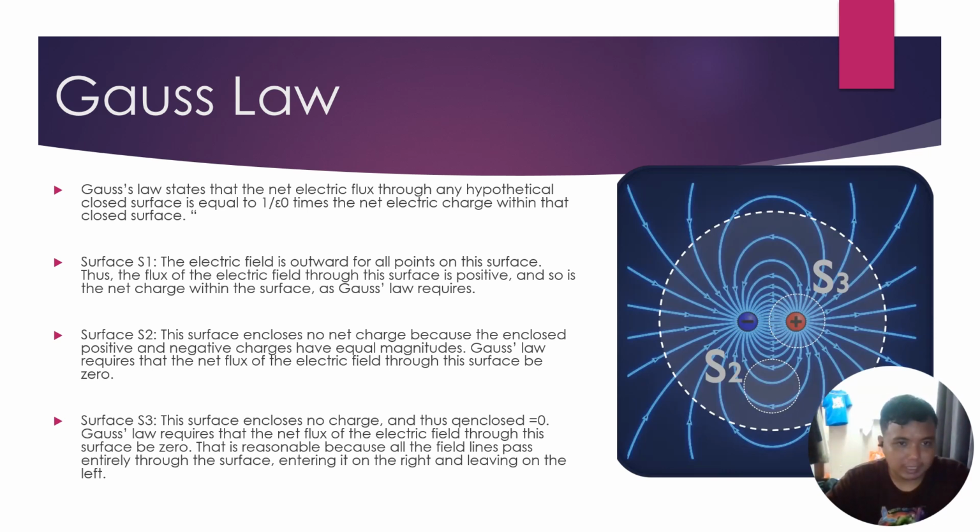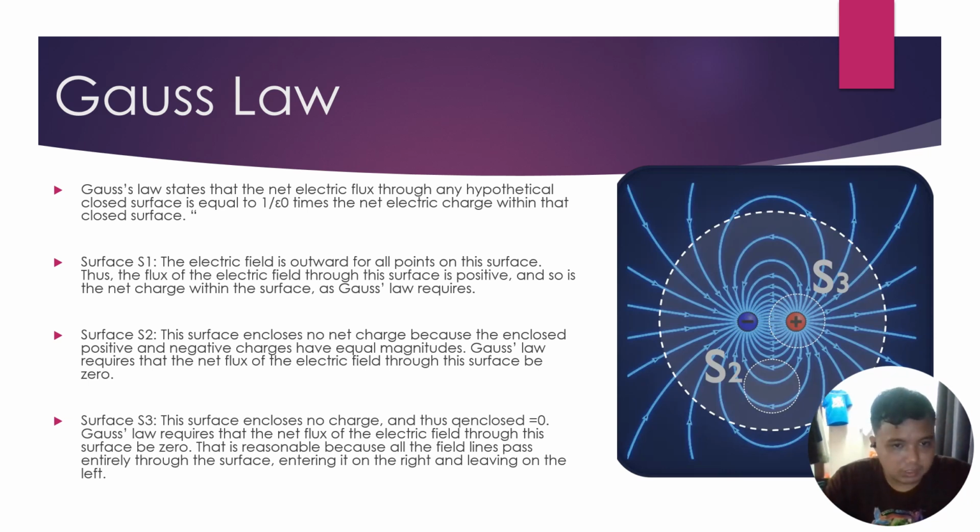With surface 1, the electric field is upward for all points on the surface. Thus, the flux of the electric field through the surface is positive, and so is the net charge within the surface, as Gauss's law requires. Surface 2 encloses no net charge because the enclosed positive and negative charges have equal magnitude. Gauss's law requires that the net flux of the electric field through the surface be zero.